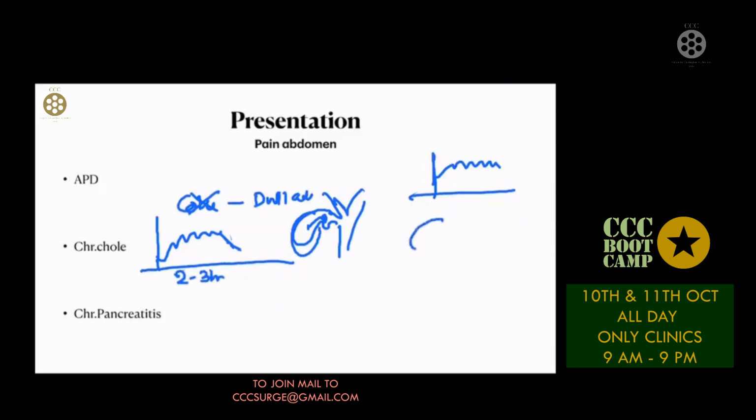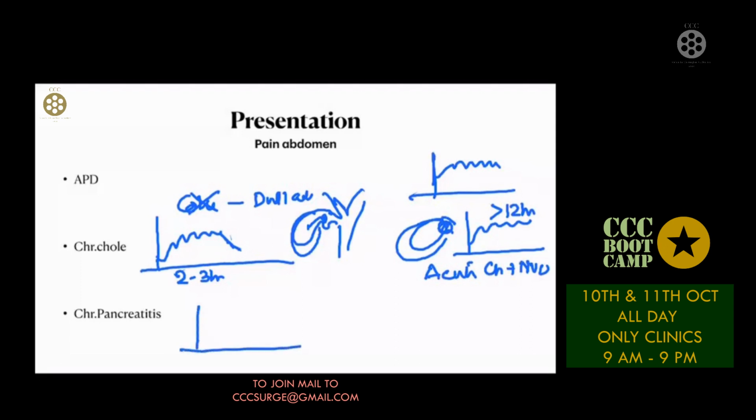But if the pain is caused due to complete blockage and the gallbladder distends, in that case, it will be a persistent pain which goes on for more than 12 hours, and then we call it an acute cholecystitis, and this is associated usually with nausea, vomiting. The third pain is that of chronic pancreatitis. Again, that's a dull, aching, boring pain that occurs, and as you all know, it radiates to the back.